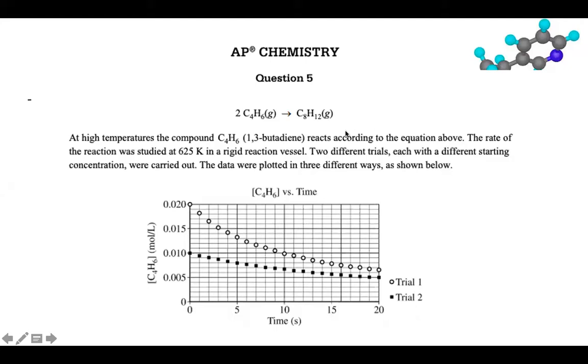At high temperature, so we've got our reaction. At high temperatures, the compound C4H6, which has got a nice name, reacts according to this equation. The rate was studied at 625 Kelvin. I'm trying to write on it, but it won't do it in presentation mode. Don't worry about the temperature right now. You might need it later, but sometimes they just like to tell you it's at a certain temperature just to make it seem really experimental, and it might not even matter. They did 2 different trials. The data is plotted in 3 different ways.